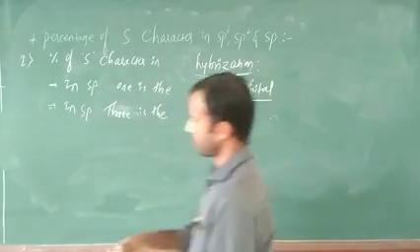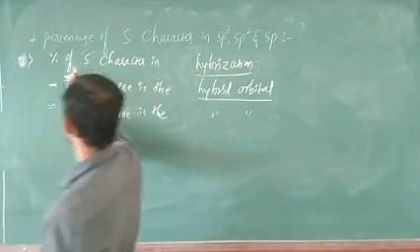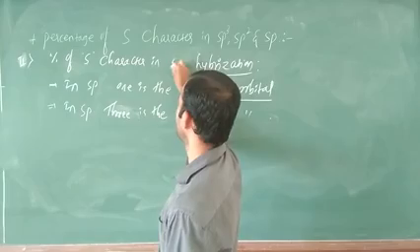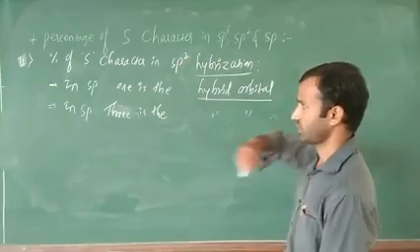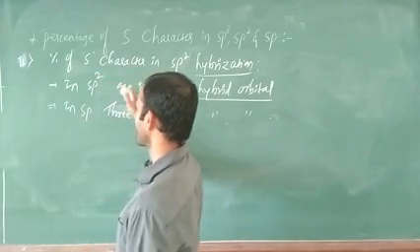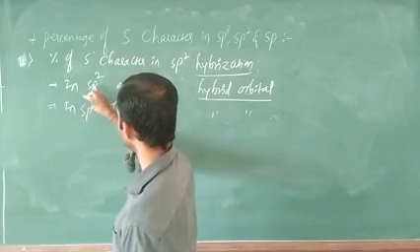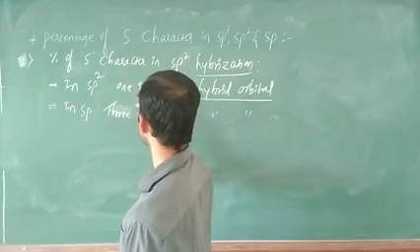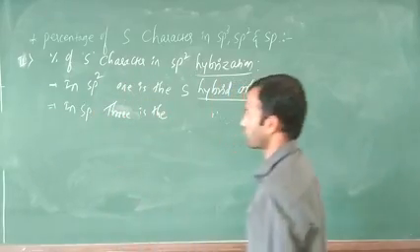Just here, make it 2. Percentage of s character in sp2 hybridization. Very simple. Second point, this one. In sp2, how many s orbitals are there? 1. In sp2, 1 is the s hybrid orbital.